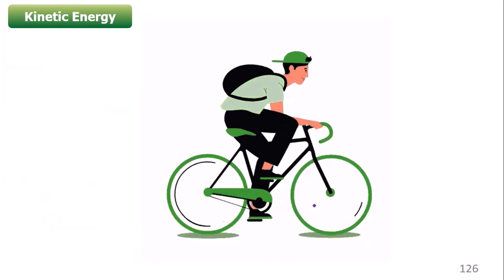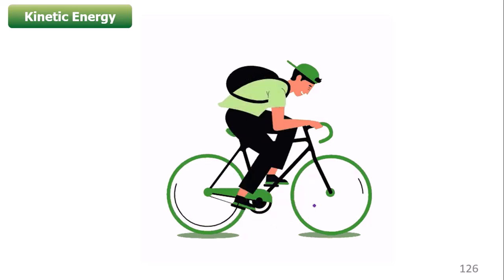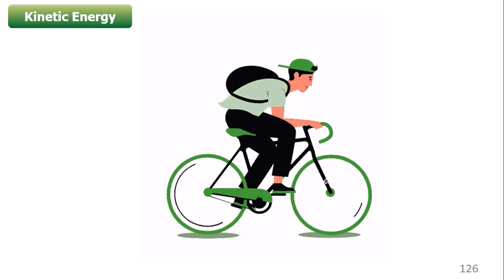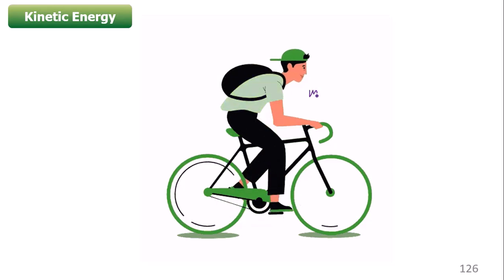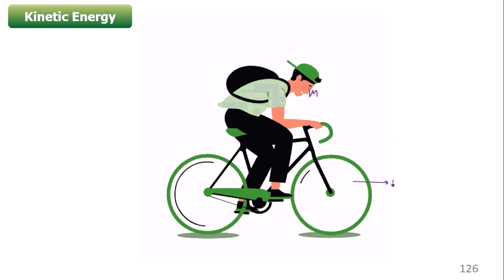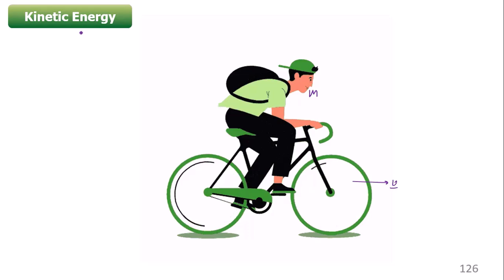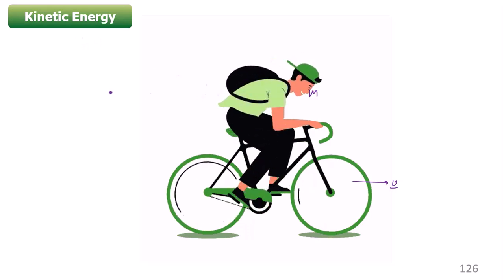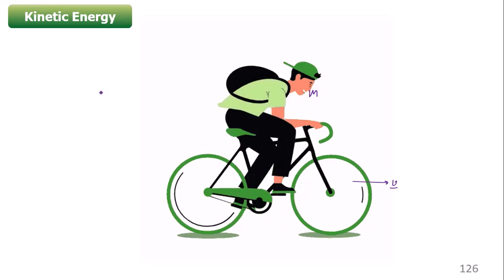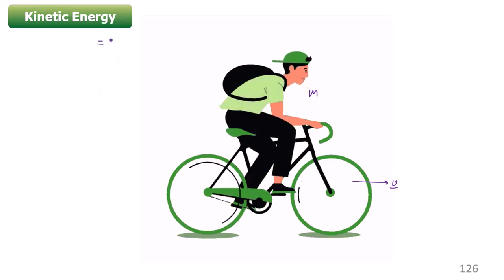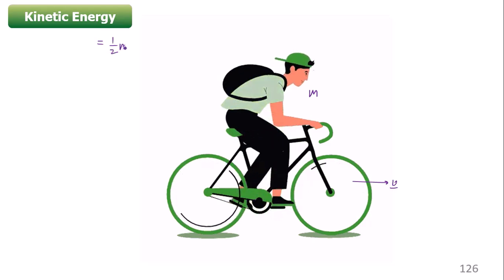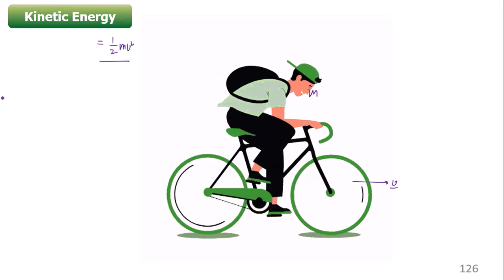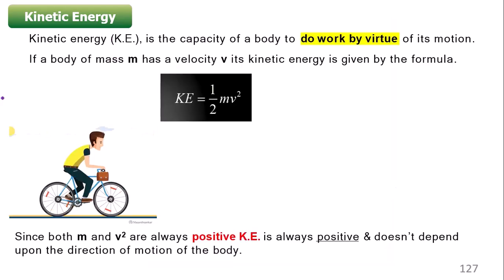Physically, first of all, I want to calculate the kinetic energy. Let us say there is a man whose mass is m and he is moving with a velocity v. Kinetic energy is the energy possessed by a moving particle. If the particle is moving, then only the particle has kinetic energy. And we all know this kinetic energy is equal to half m v square. So this is the kinetic energy value whenever the particle is moving.